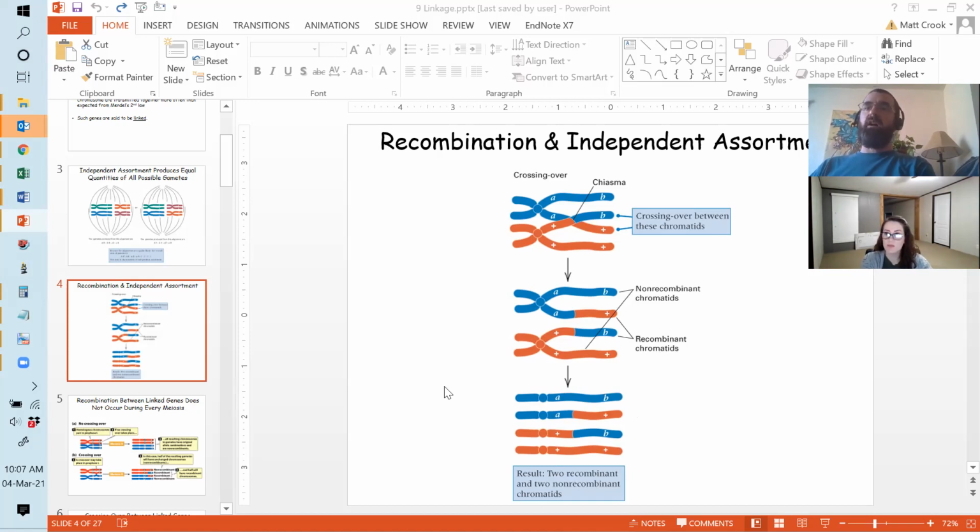However, not all genes are so far apart on the same chromosome that recombination will always occur between them. Some of them are closer than that.